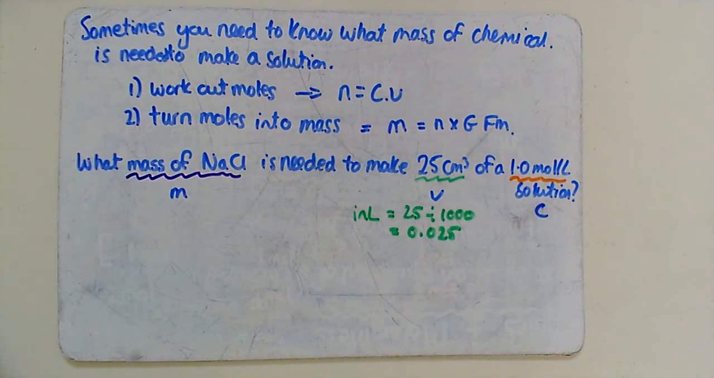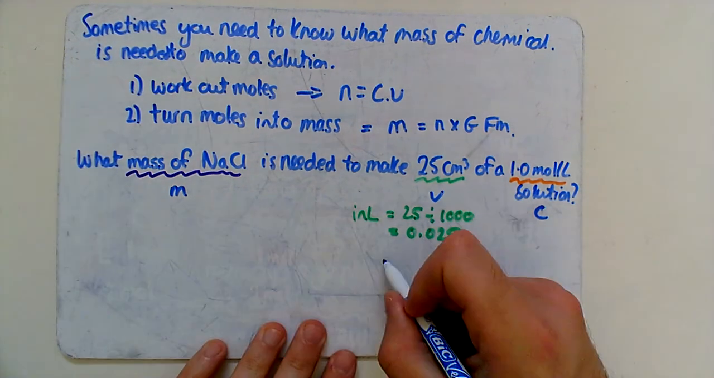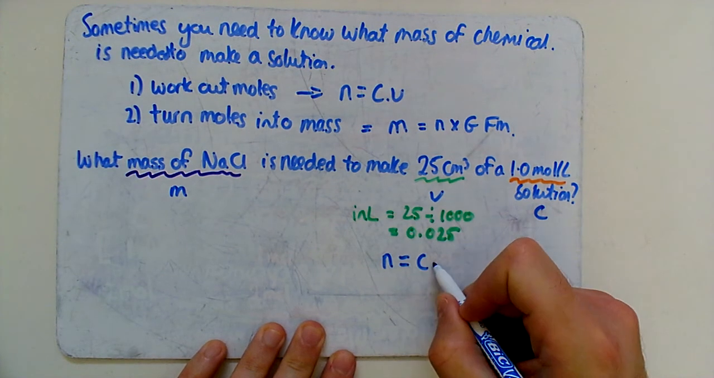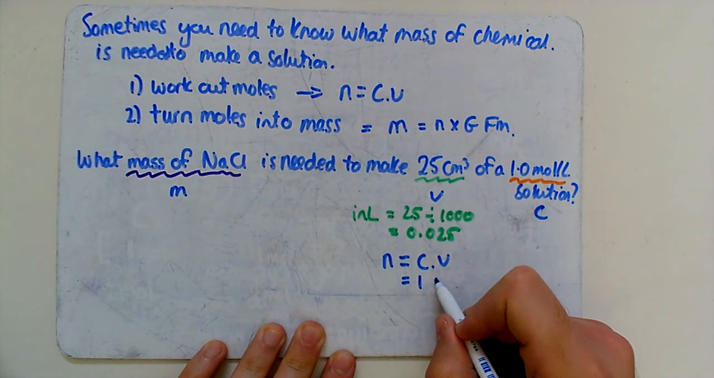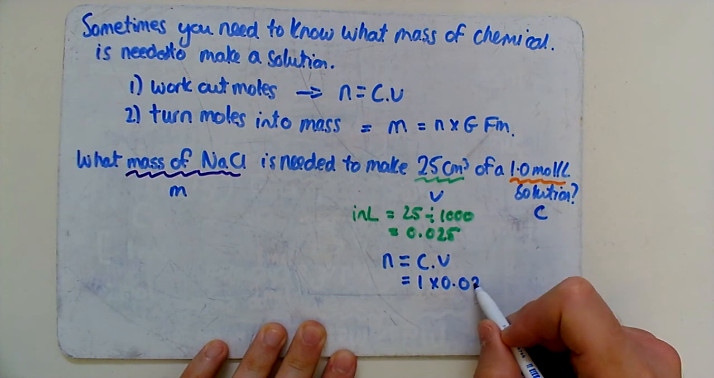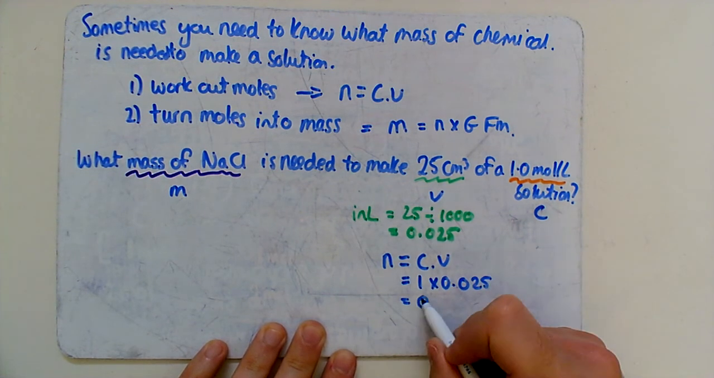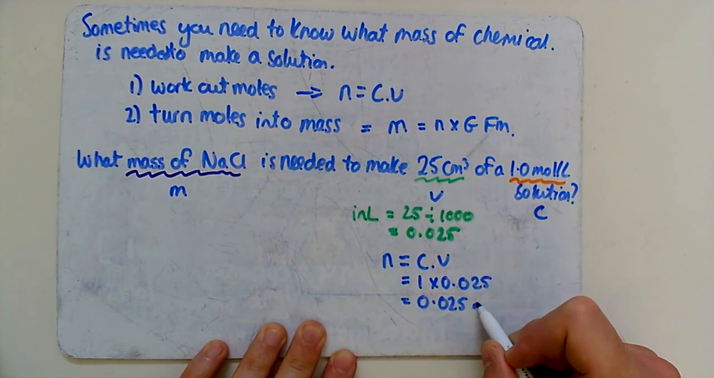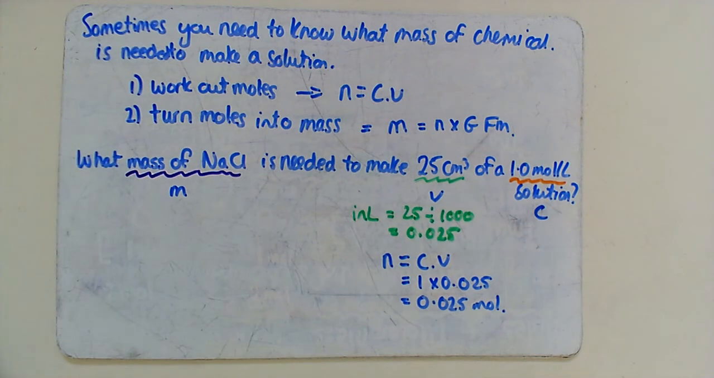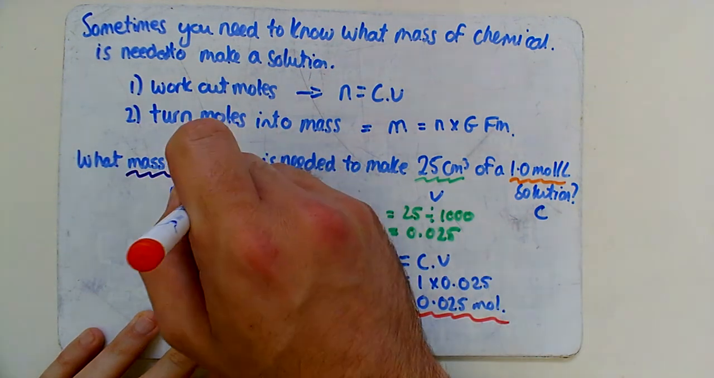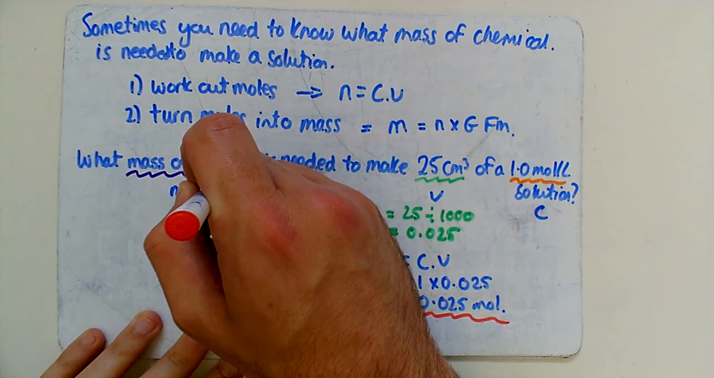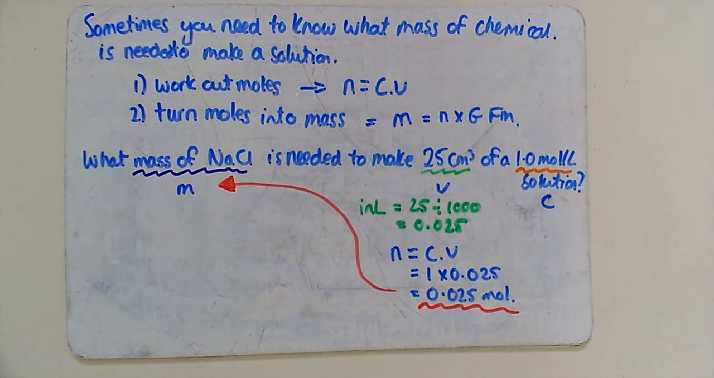Now what we can do is N equals CV, which is 1 multiplied by 0.025, which equals 0.025 moles. So we've got this number of moles, and now we're going to turn that into a mass.